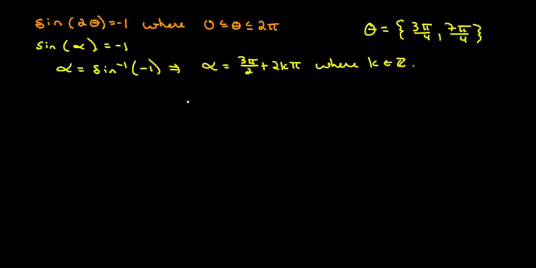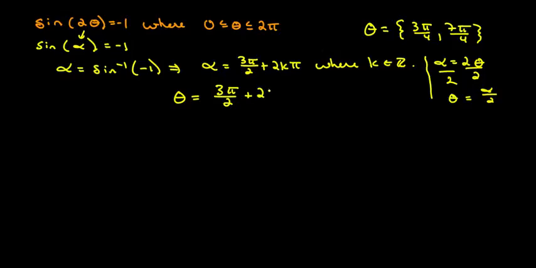However, we let alpha equal to theta. That's this substitution right here. Which means that if I want to solve for theta, I just divide both sides by 2. So again, theta is equal to alpha over 2. So to get theta, my angles for theta should be equal to 3 pi over 2 plus 2k pi, that whole thing divided by 2.